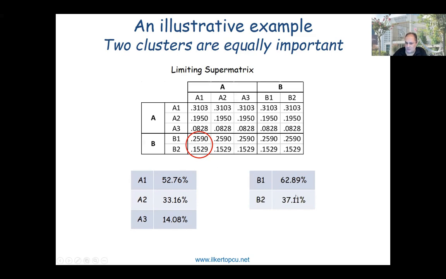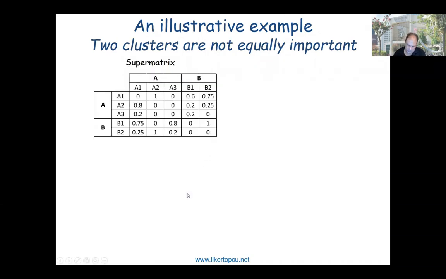Actually, the ranking will not change. Here, A1 is the highest valued element. Here also, A1 is the highest valued element. But if you are talking about some percentages, it would be better to get these normalized values. In the software, both of them are given. Limit values and normalized values in 2 columns are given to you. If clusters are not equally important, I guess I should finish.